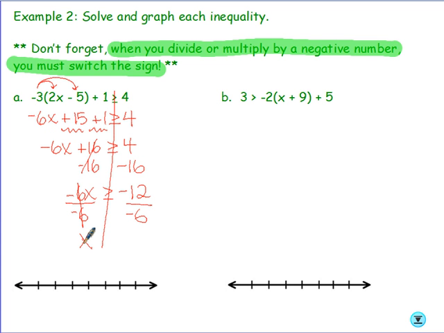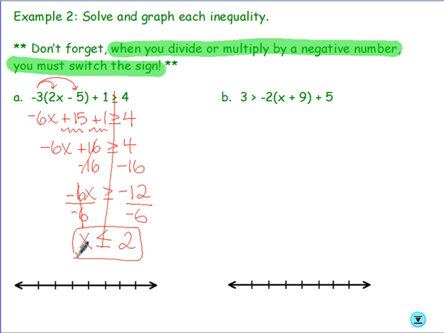Here's where we pause. We just divided by a negative number. So according to our rule, since we divided by a negative number, this greater than or equal to symbol now points the other way. A negative 12 divided by negative 6 is a positive 2. So that's the solving part of it. Nothing new except for the dividing rule.